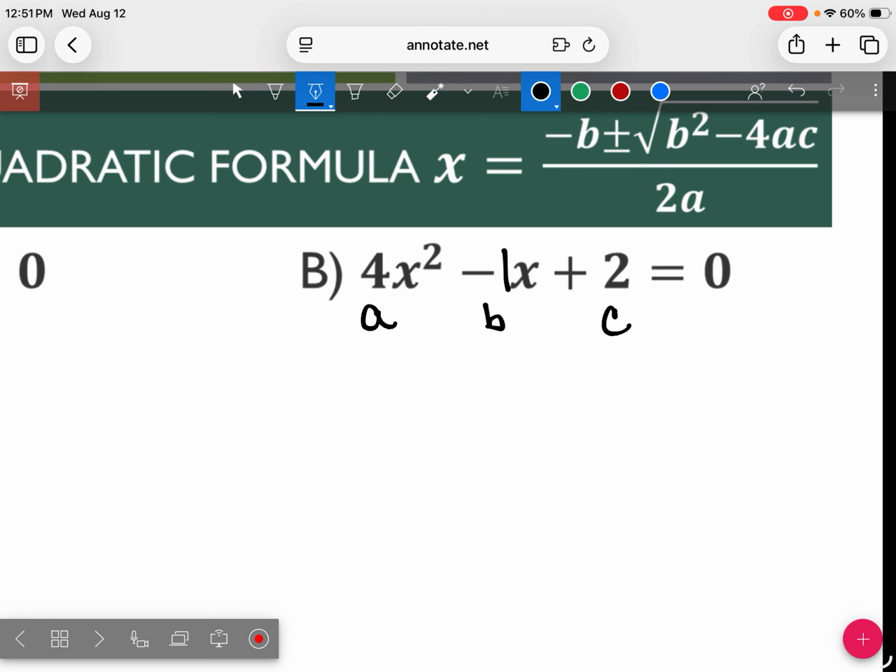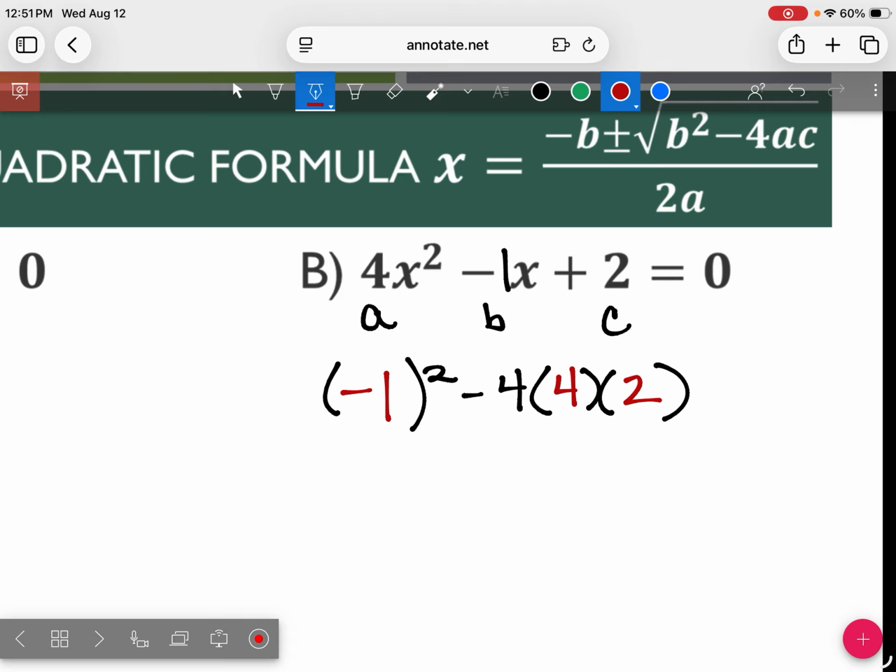So I always start with the discriminant, which is what's underneath right here. This is where we're going to start. I'm going to take my B value, square it, then -4 times A times C. So B goes in my first parentheses, A goes in the second one, C goes in the third one.